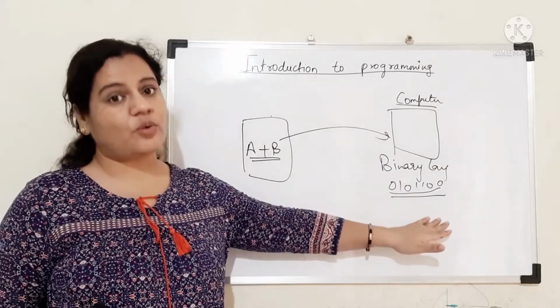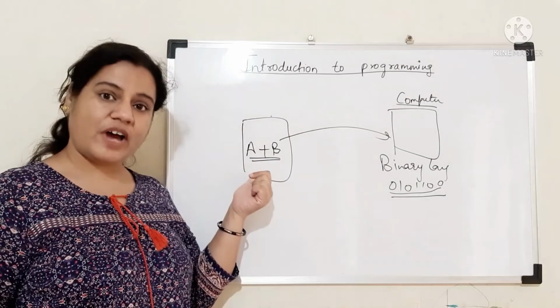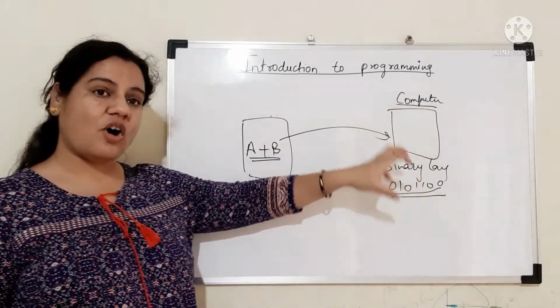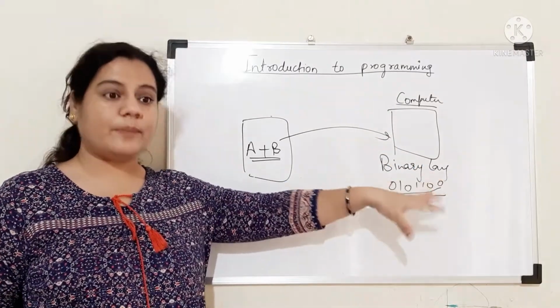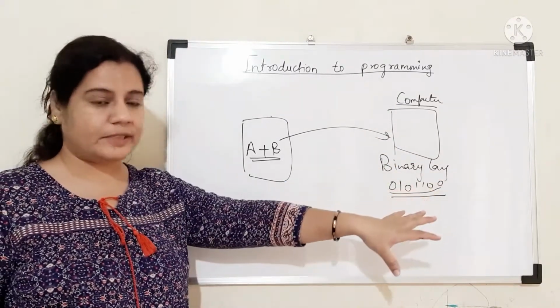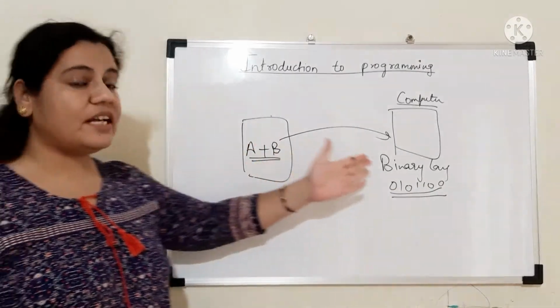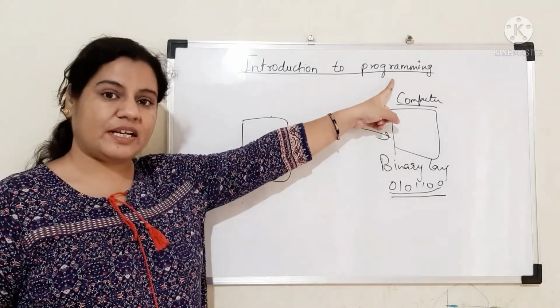But we are totally unable to write code in zeros and ones. Why? Because all machine language is dependent upon the computer architecture. It is different from computer to computer. Then how will we give the computer any task to do? Then we need the programming language.